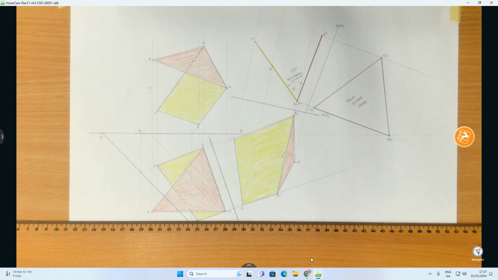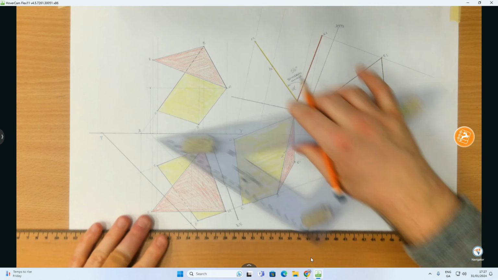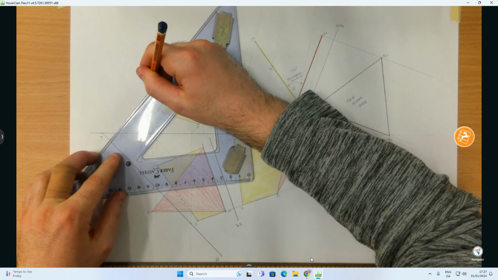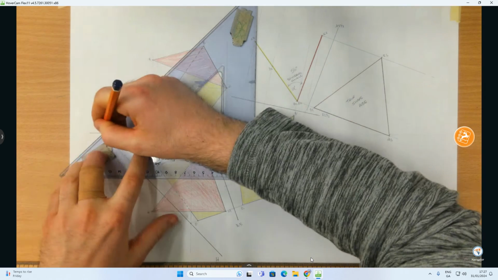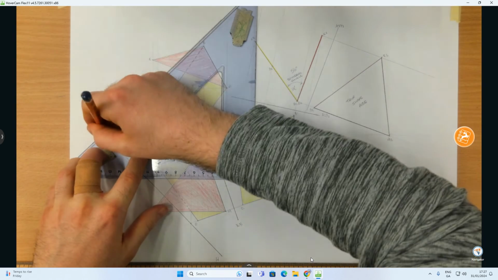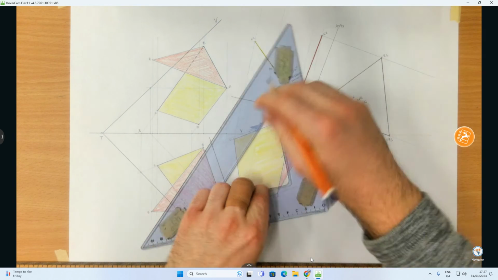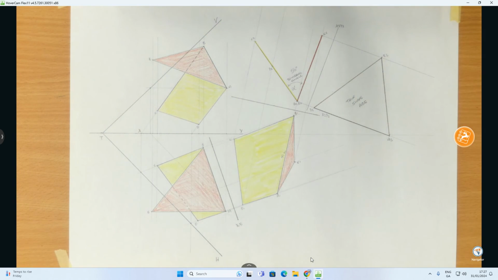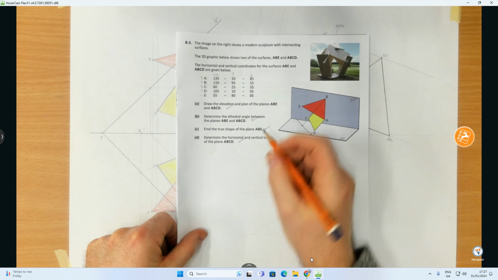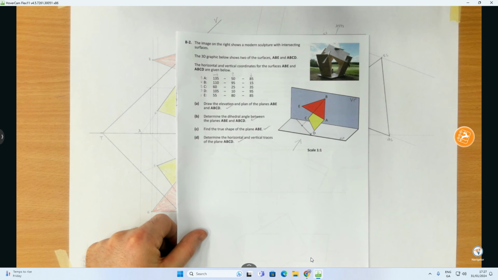And because I have one point on the vertical trace and I know where it's hitting down here for the horizontal trace, I can extend those, join them together. And what I've now found there is the VT. Okay, that there is the fourth part of this question. Determine the horizontal and vertical traces of the plane ABCD.